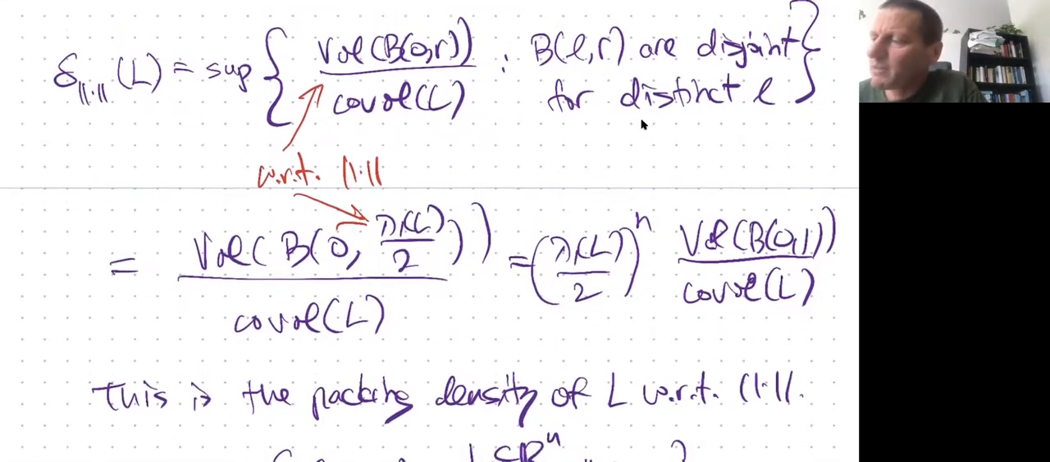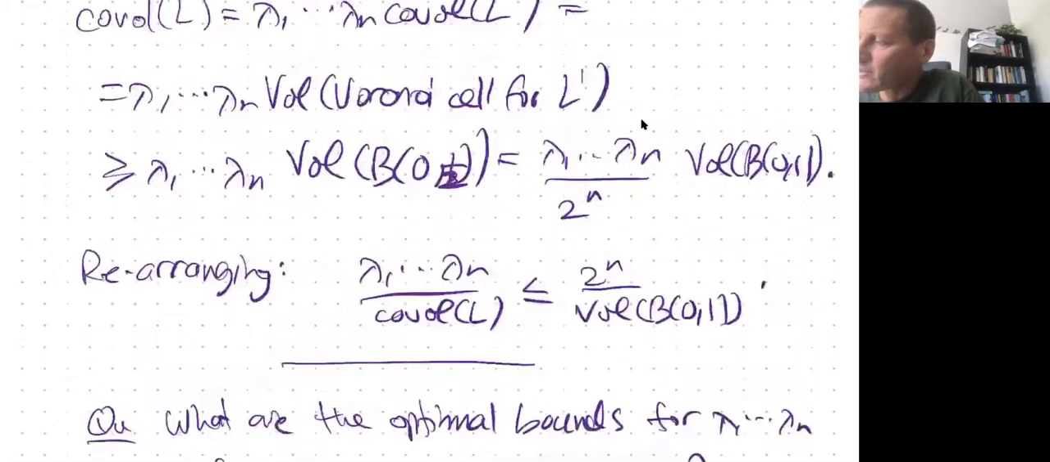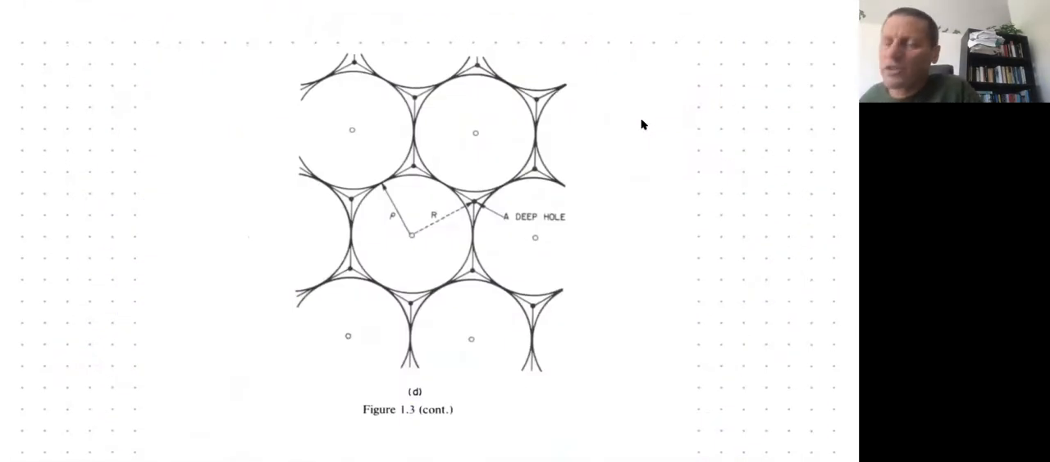I'll say more about that. Let me show you a picture explaining what this number is, and then I'll say something about its history. So this is a picture in 2 dimensions. Here we have a collection of balls. These balls are centered at these lattice points. These are the lattice points here.